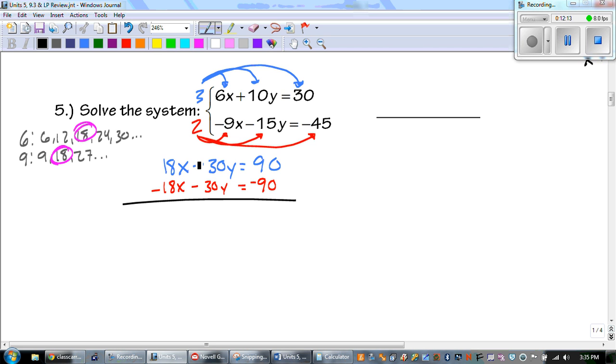Okay, so let's see what happens. 18x and negative 18x, well, those cancel out like we wanted to, but we have 30y and negative 30y canceling out too, so that's a 0. Okay, you don't just say, oh, it's y. No, it's not y because your y's just canceled out. Okay, and then on the right side we have 90 minus 90, which also gives us 0. And what we're left with is a true statement. And when we're left with a true statement, our final answer here is infinite solutions. Okay?